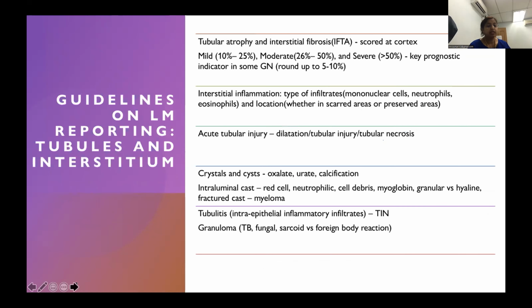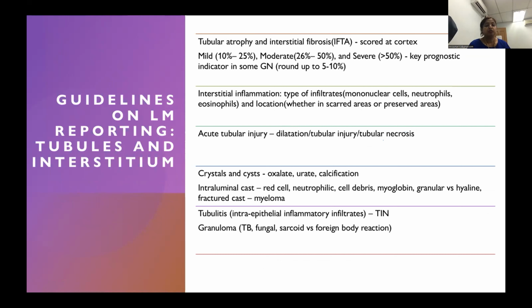It is a handful, it is a mouthful, in fact, but I hope if you have these lecture notes, this would guide you a little bit. So we have left the glom aside. We'll quickly go on to the tubules and interstitium, which is often much forgotten. And sometimes this can actually be the main dominating pathology.